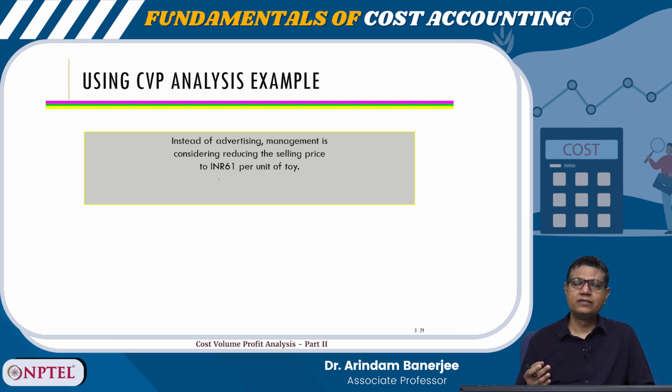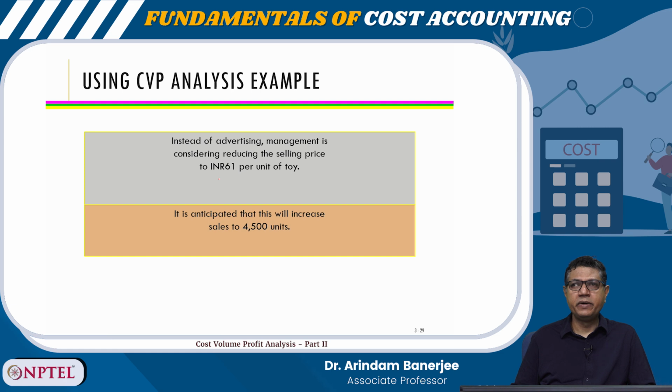The second option is because the demand management anticipates that the demand is price elastic. That means, if I change the price, my demand will also change. So, another option which management is thinking of is, why not we reduce the selling price to 61, and then see if the sales increases and profitability increases rather than spending the money on advertising.